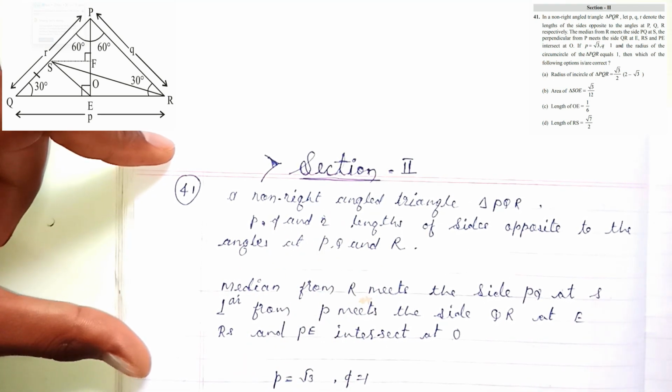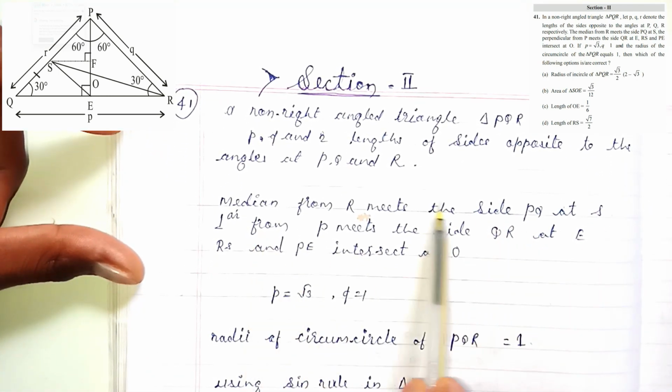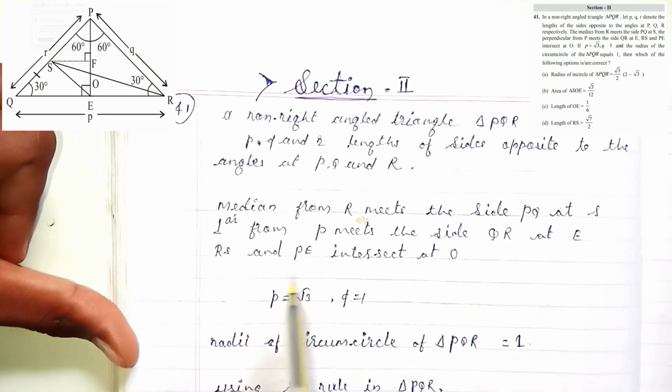as the opposite side for their angle. So the median from R meets the side PQ, and all these things are given in our question. And it intersects at a centroid O. So these things are given.